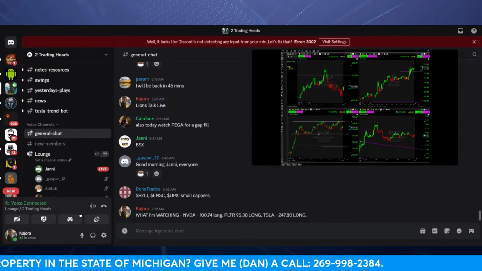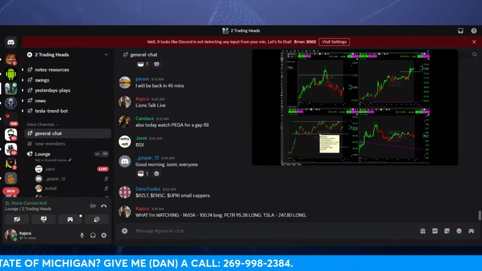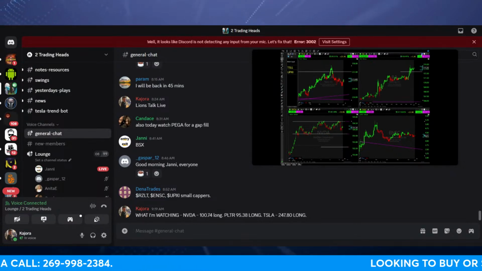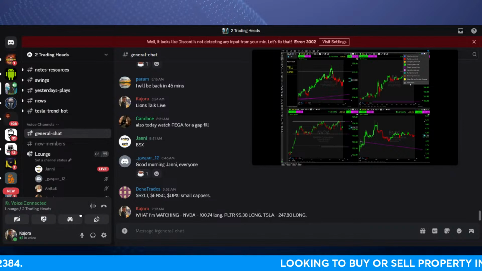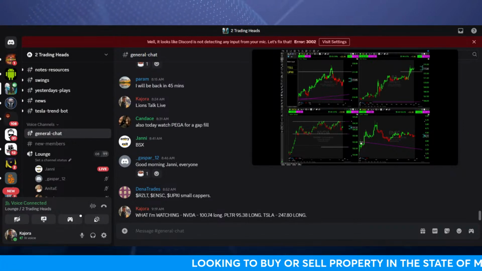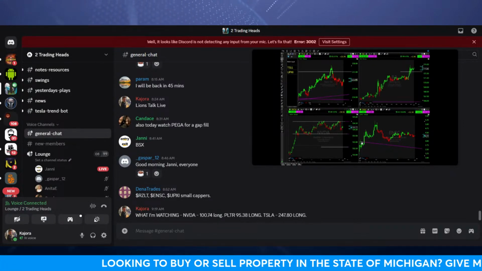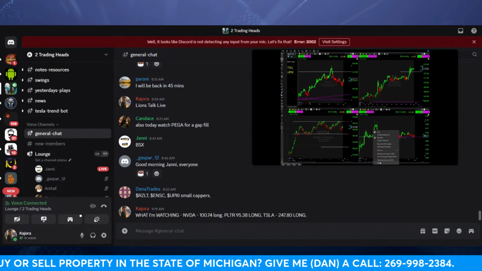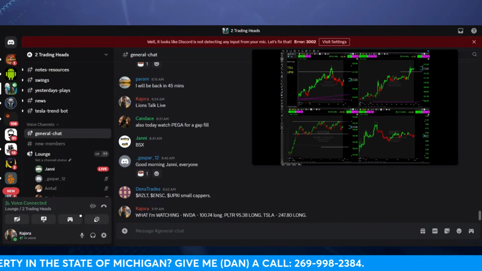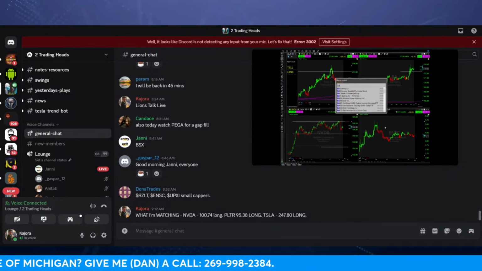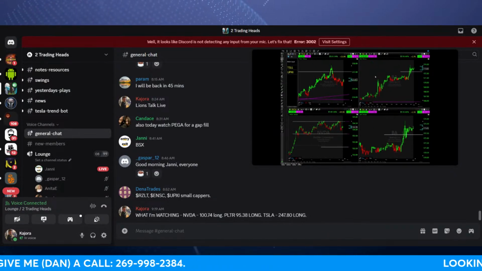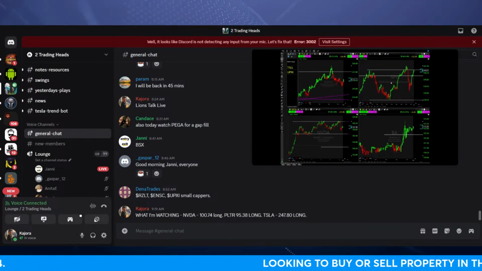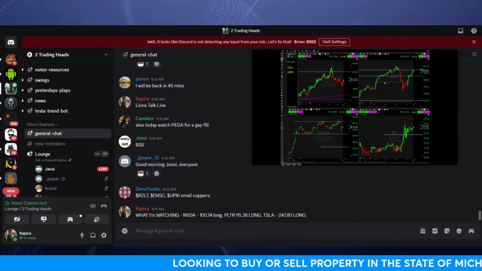All right, let me zoom out here so we can see what's happening. Which one was it now? I forgot already. Keep an eye on this, ENSC is still holding, all right? Buys coming up and retesting resistance here.